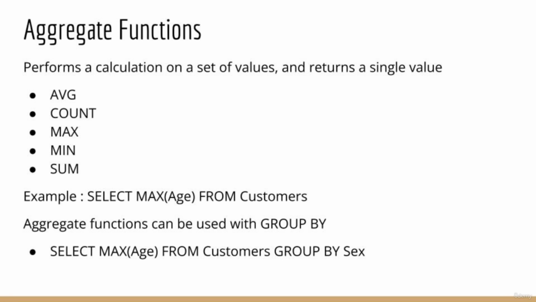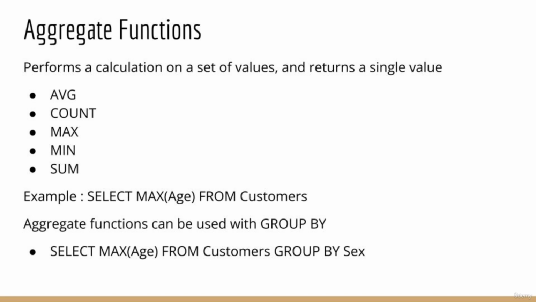values. Count, which counts the number of returned rows in a select statement. Max, which returns the maximum of a set of values. Min, which returns the minimum of a set of values. And finally, sum, which calculates the sum of a set of values. In our select statement, we are selecting the maximum age of all customers.